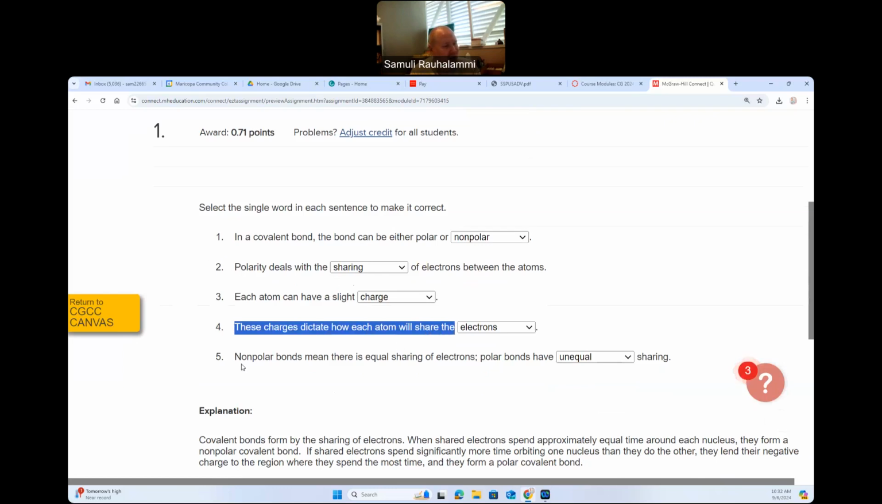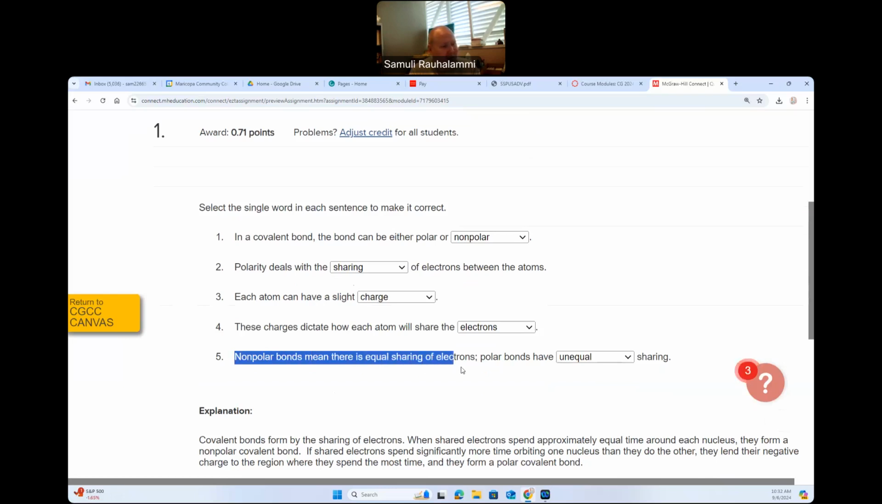We're seeing that these charges dictate how each atom will share, and we're being asked what they share. And we saw it was the electrons on the outer valence shell that we were sharing with the atoms as they were forming molecules. And final sentence here, nonpolar bonds means that there's an equal sharing of electrons. Polar bonds have what type of a sharing? And it's going to be unequal sharing of those electrons.